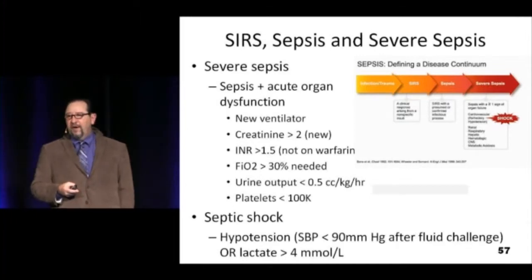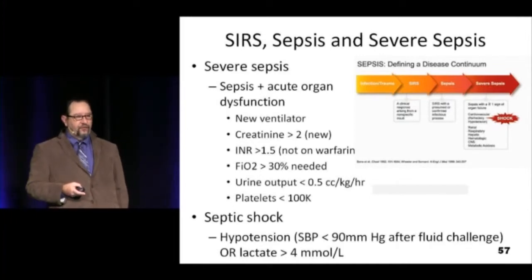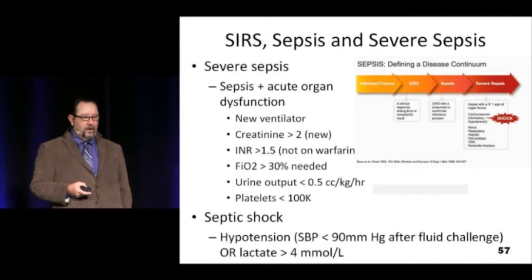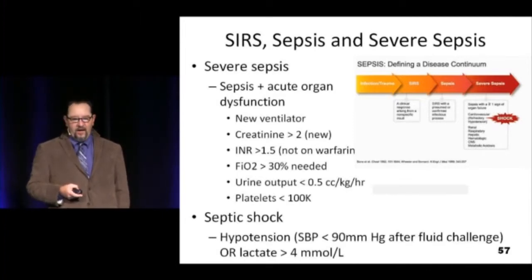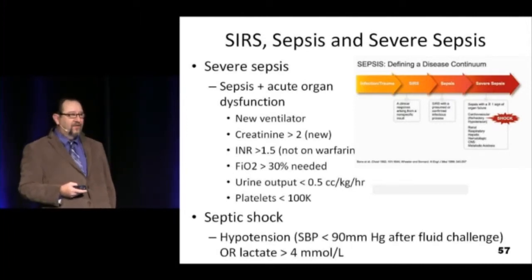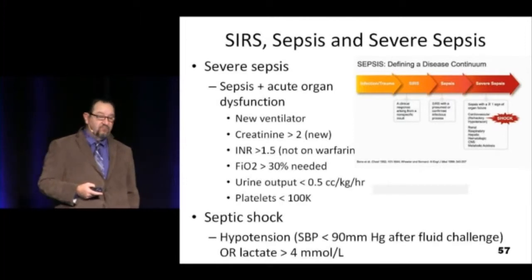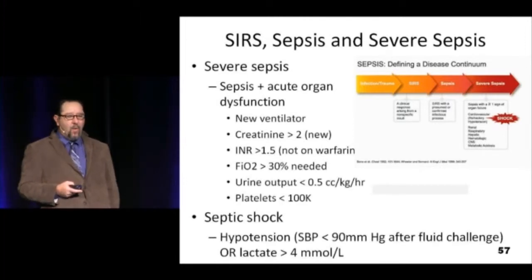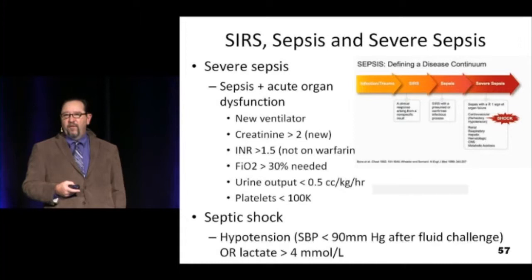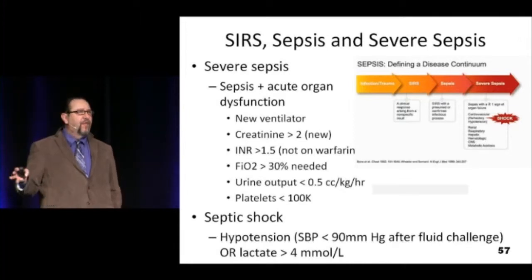Severe sepsis is when you've got SIRS, you've got a source of infection, and you've got an organ that's saying help. Some organ is dying, so they need to be intubated. That's not good. They've got a creatinine that's over 2. The kidneys are saying help. They've got a coagulopathy with an INR greater than 1.5. That means they're sort of thinking about going into DIC.